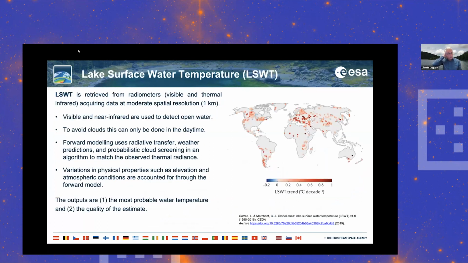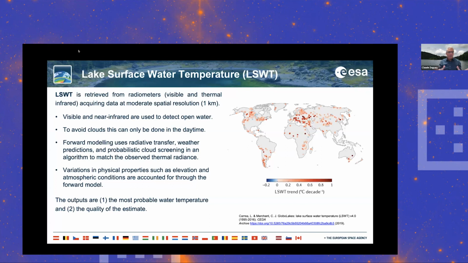For lake surface water temperature, the main measurements are in the thermal part of the electromagnetic spectrum. It is using moderate resolution, roughly 1 kilometer. There is some use of visible and infrared data to detect the open water, and because of that, at this point in time, the measurements are only provided for daytime observations, not the nighttime.